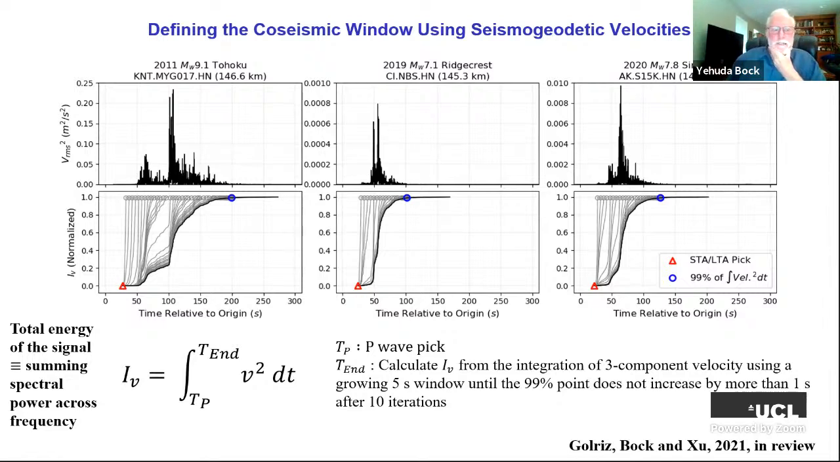we want to distinguish the co-seismic. Remember, there's a co-seismic and a post-seismic period. So using this relationship of total energy, we're able to determine, with a very good estimate, when the earthquake happens and when it stops the shaking. And that's what we call the co-seismic period.